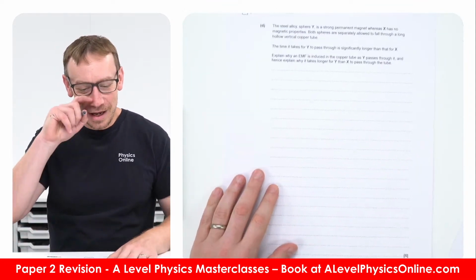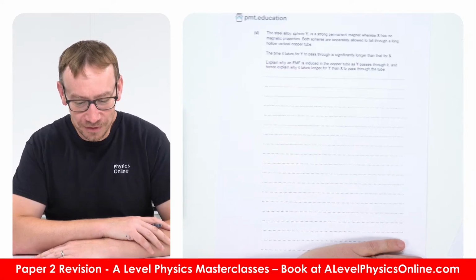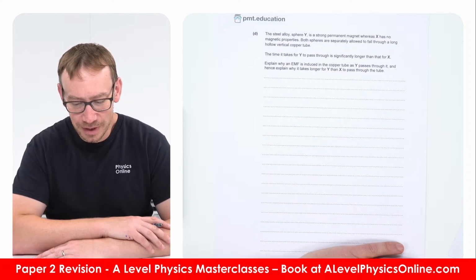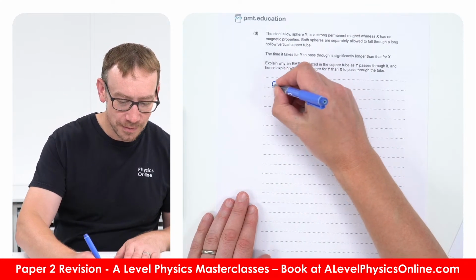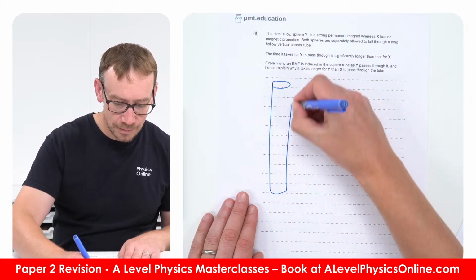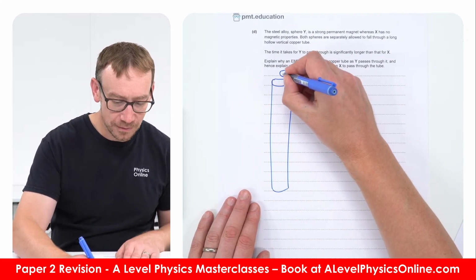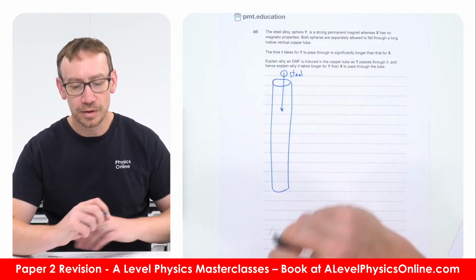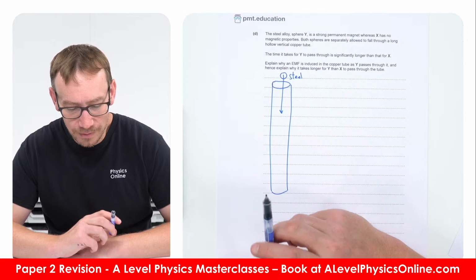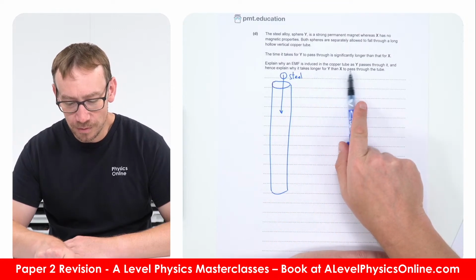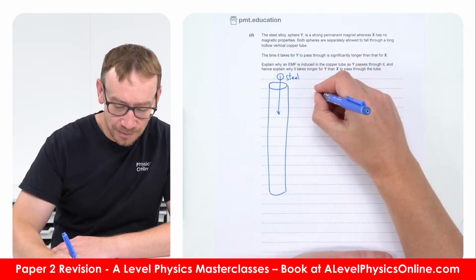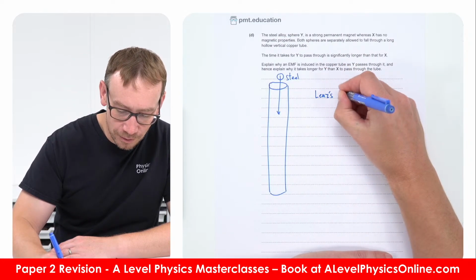Right, okay. D. The steel sphere is a strong permanent magnet. Both spheres are allowed to fall through a long hollow vertical tube. So basically we've got a long tube like this, and we drop the spheres through them. Now the one which is made out of steel takes a lot longer than the one which is made out of aluminium. Why is an EMF induced in the copper tube as Y passes through it, and why does it take longer? So basically you're just going to describe Lenz's law again.